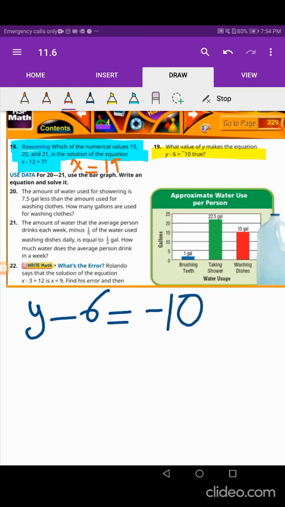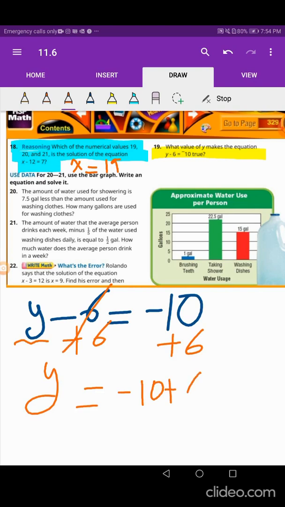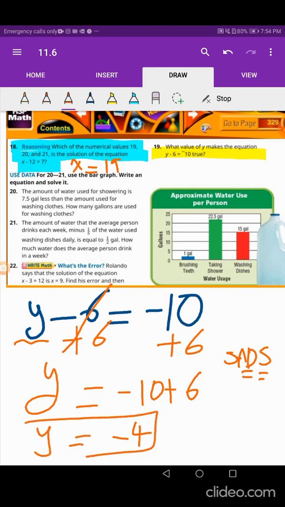As we learned, we need to keep the y isolated, so I'm going to add 6 over here and 6 over there. Negative 6 plus 6 will cancel each other. Y equals negative 10 plus 6. Different signs, subtract them. 10 minus 6 is 4, and of course it's going to be a negative number because the 10 is bigger. So y equals negative 4.